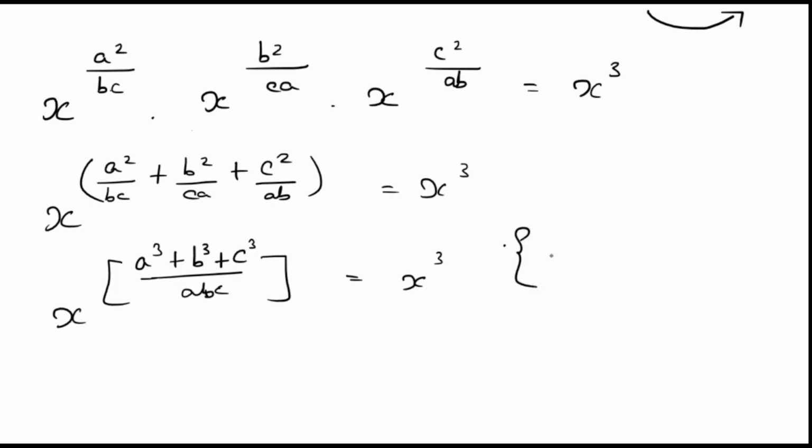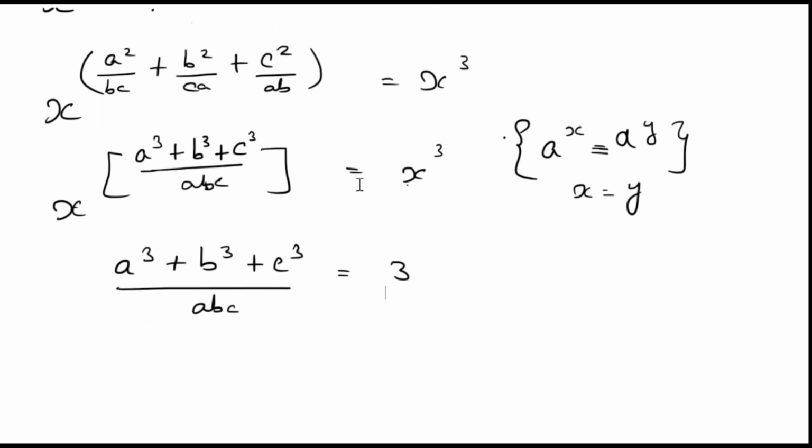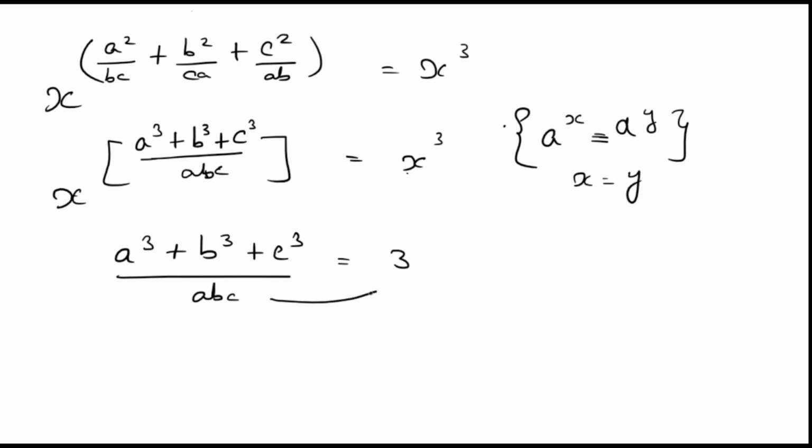Now here, we are applying the property: a to the power x is equal to a to the power y. If the bases are same and are equal to each other, then the powers are also equal to each other. Here, the bases are same, x, so I am taking only the powers. a cube plus b cube plus c cube, the whole divided by abc, is equal to 3. Now, this abc, I am taking to the other side. So we get a cube plus b cube plus c cube is equal to 3abc.